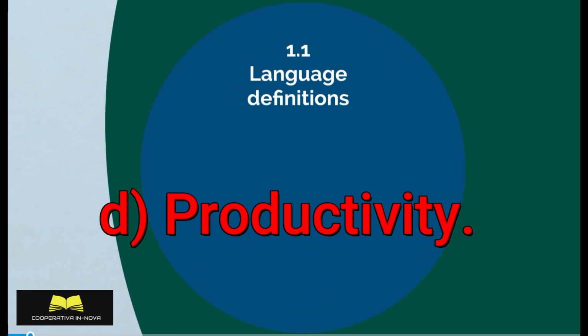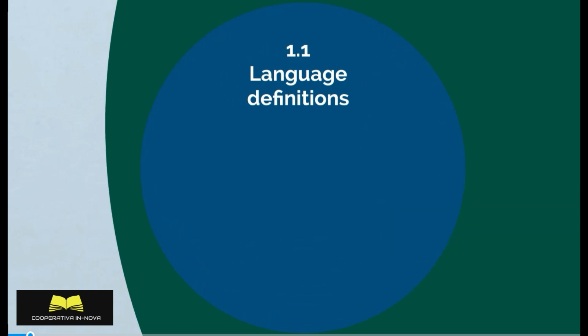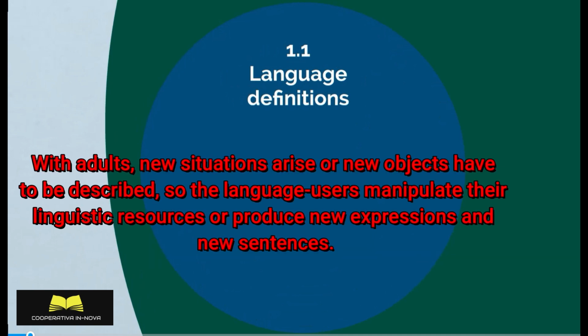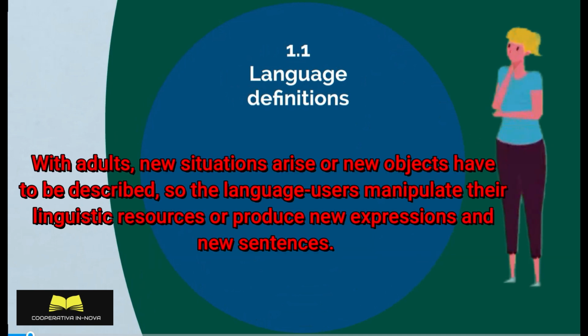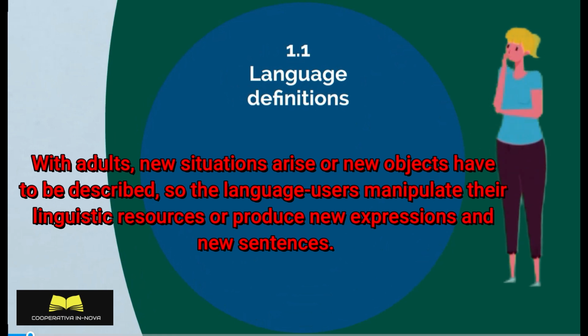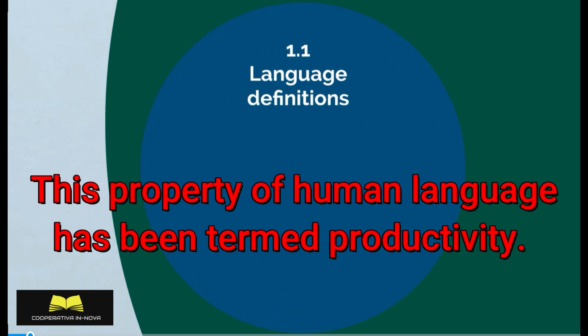D. Productivity. It is a feature of all languages that novel utterances are continually being created. A child learning language is especially active in forming and producing utterances which he or she has never heard before. With adults, new situations arise or new objects have to be described, so the language users manipulate their linguistic resources or produce new expressions and new sentences. This property of human language has been termed productivity.